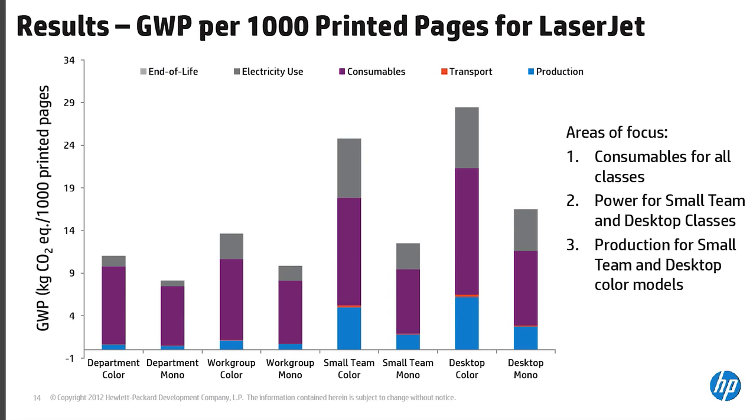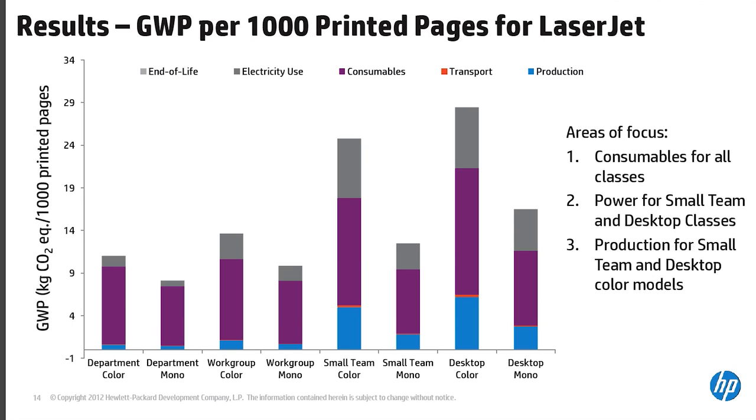What was a big aha, though, was the fact that on a per page basis, for instance, the smaller printers had some higher impacts due to fractional impact due to electricity use, and the fact that consumables were pretty uniform across the board. So this is where LCA really started to help us determine, if we're going to try to design for the environment, all else being equal, where do we want to start looking?